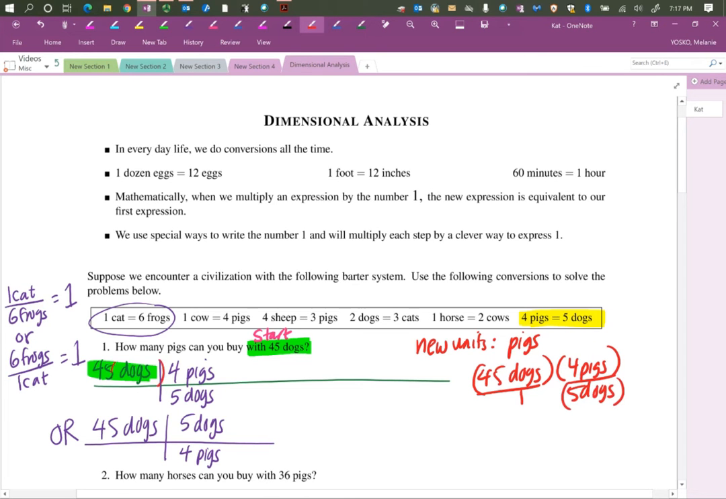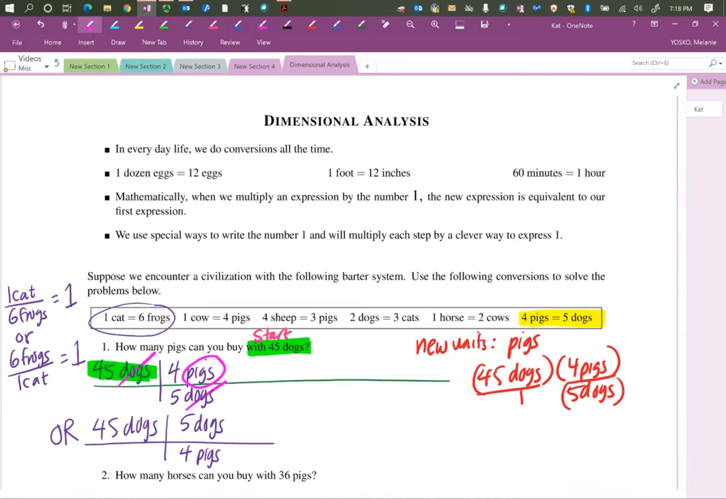That's what these little lines mean, okay? If you do this, you say, well, okay, I have dogs as the units in the numerator and dogs as the units in the denominator. So the dogs will cancel. So your new units will be pigs. So that's what we want.